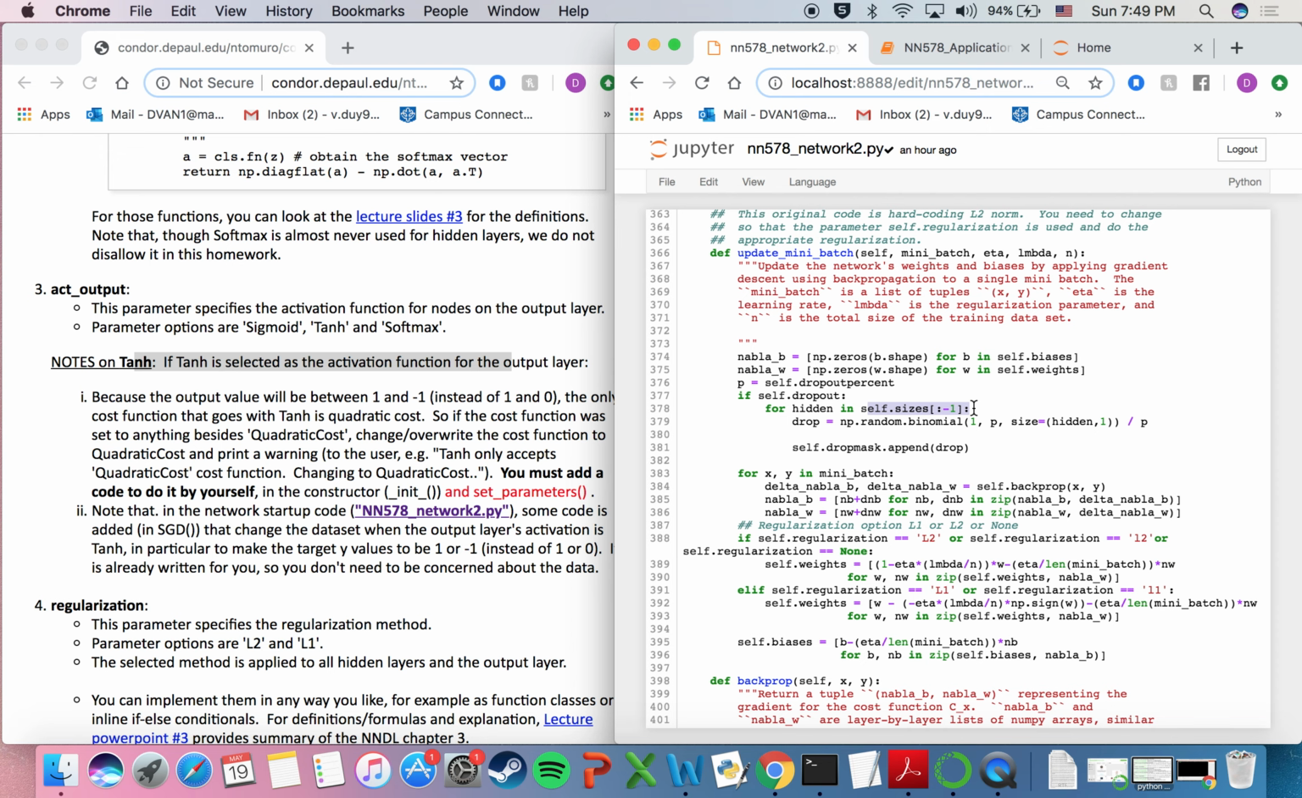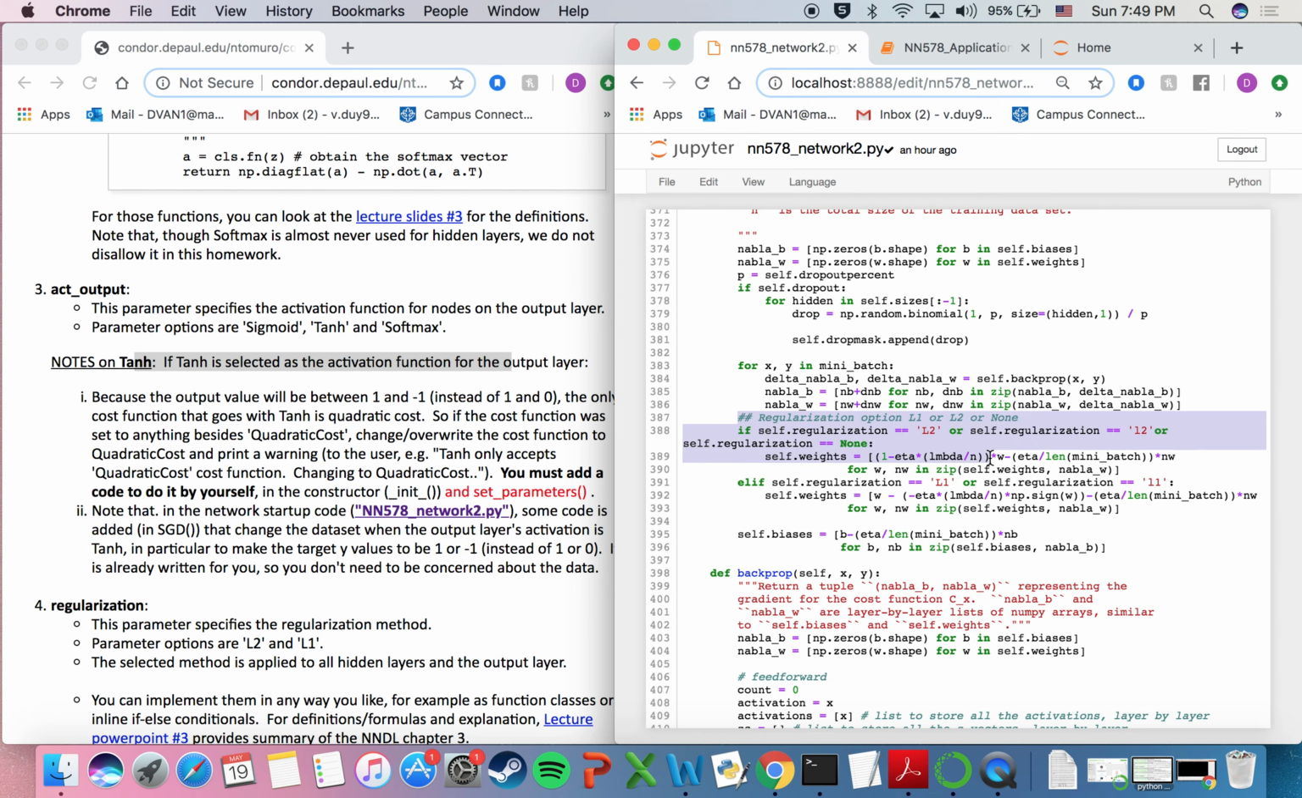subtract the input. So the dropout is going to be equal to a random number between 0 and 1, a binomial, in the size of hidden, then divided by the dropout percentage. Then I have the dropout mask, which is appended. The dropout mask is appended for each individual layer that contains the mask.